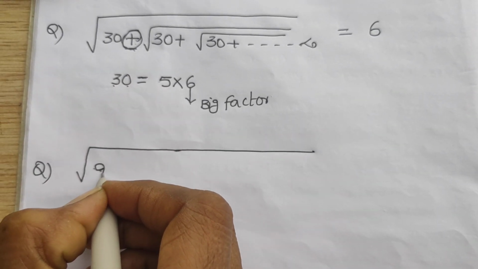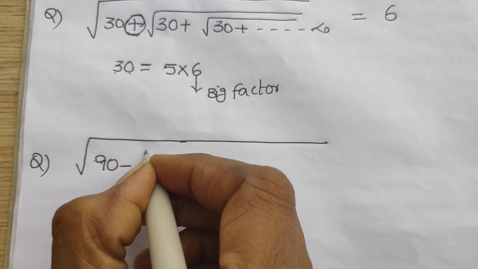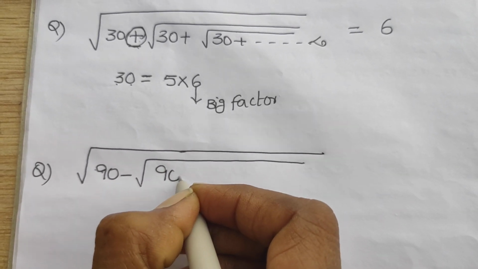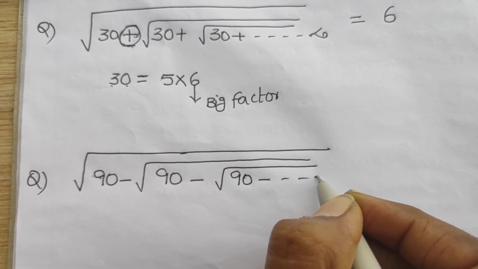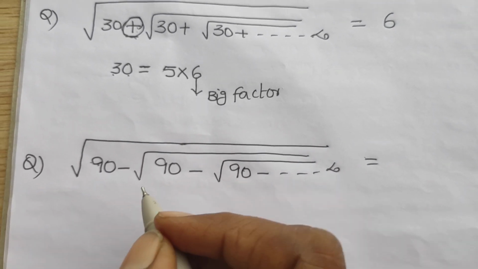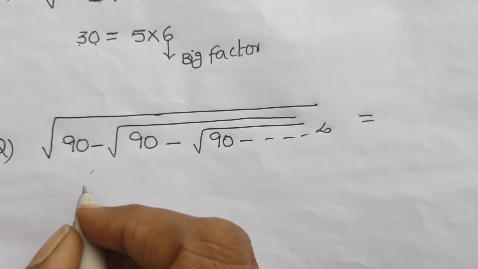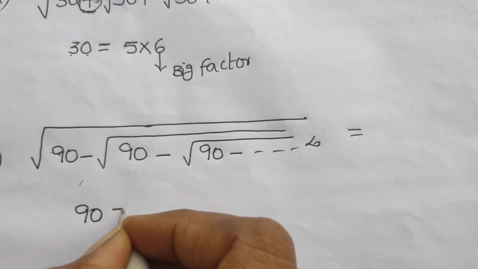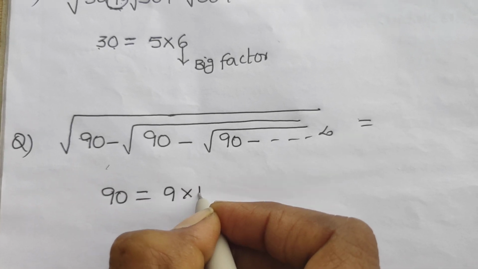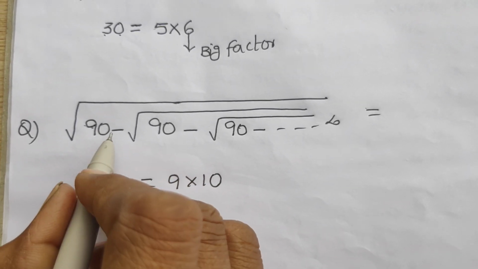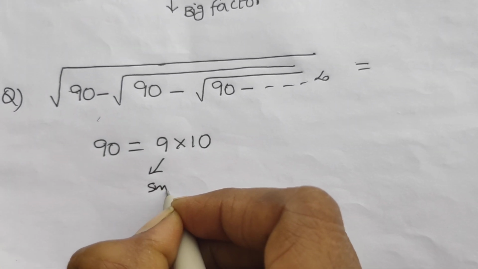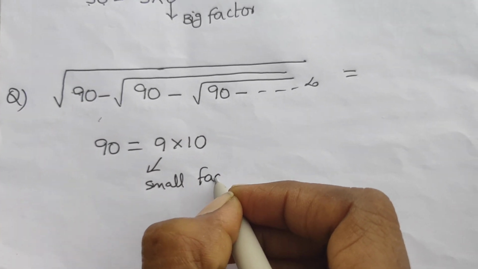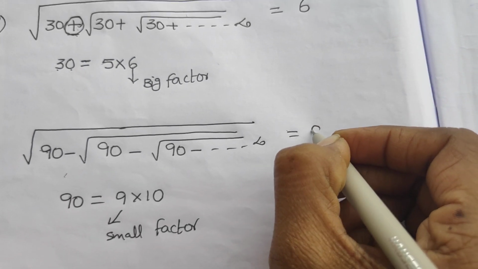Square root of 90 minus square root of 90 minus square root of 90 and so on to infinity. 90 equals 9 times 10. Here it is minus, so you take the small factor. So the answer is 9.